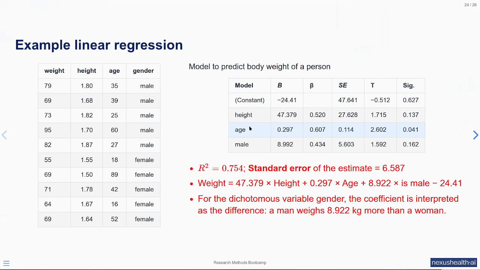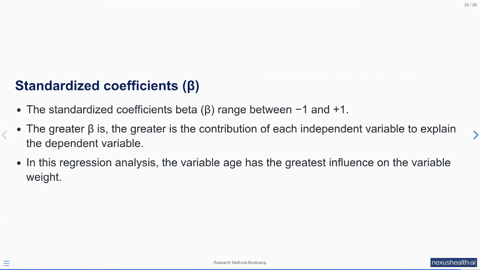Another way to look at it is also this. For every 1 year increase in age, weight is going to increase by 0.297. So this is also another way of interpreting this coefficient, right? For every 1 meter increase in height, weight is going to increase by 47.3 kilograms. So that's another way of interpreting the model coefficients.